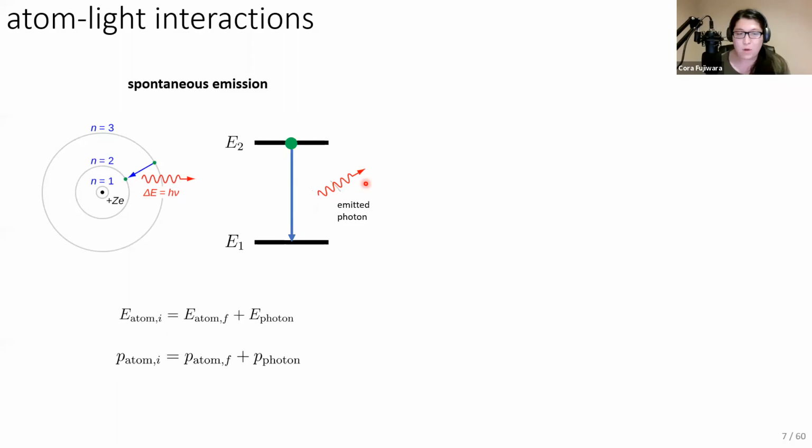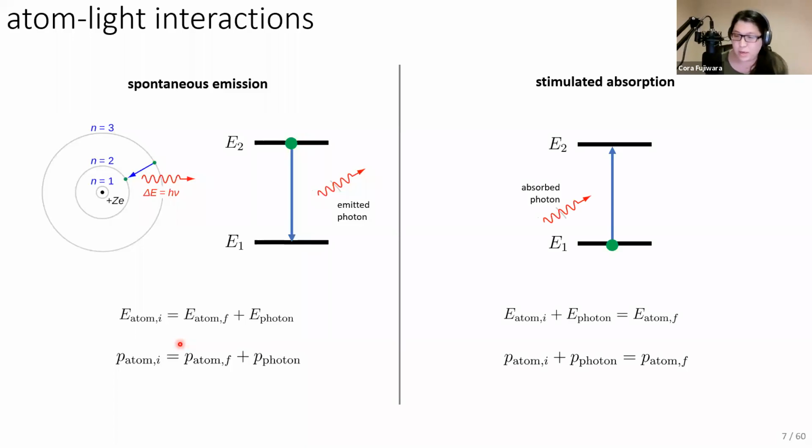The atom was once in an excited state, and by energy conservation, the energy of the photon plus the final energy of the atom must be conserved. Same thing with the momentum. Because the photon has some momentum, when the atom emits this photon, it's going to receive a little momentum kick from the photon. The converse also happens. This is called stimulated absorption, where an atom is in a lower state and absorbs a photon. Again, both energy and momentum will be conserved.